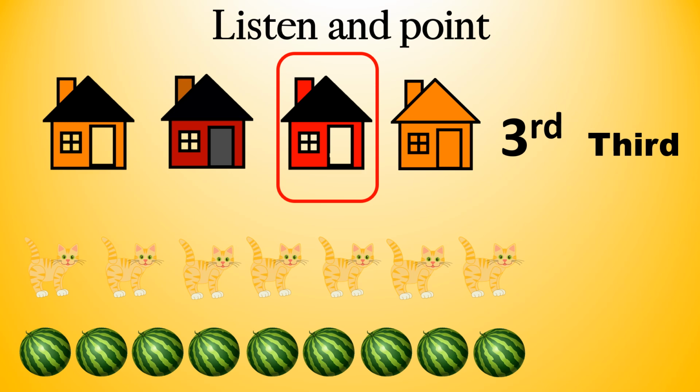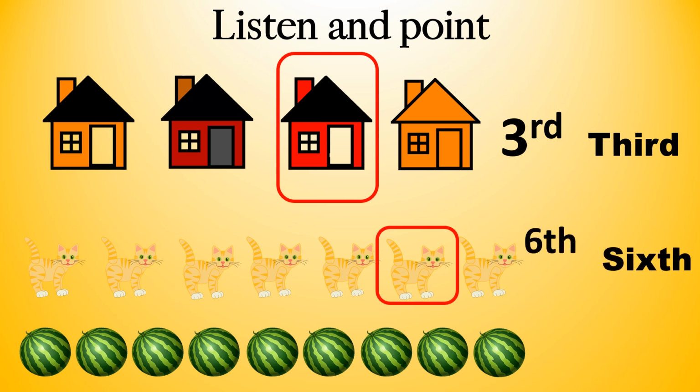Okay. Next. Can you put your finger on the 6th cat? The 6th cat. Did you get it? Good. Okay, here we have some watermelons. Can you put your finger on the 1st watermelon? The 1st watermelon. Can you touch with your finger the 1st watermelon? Good job. Excellent.